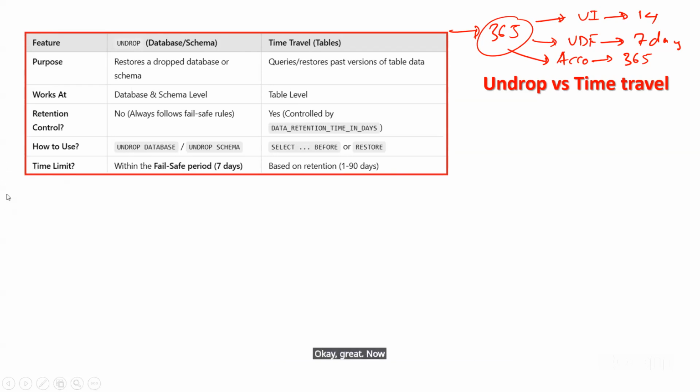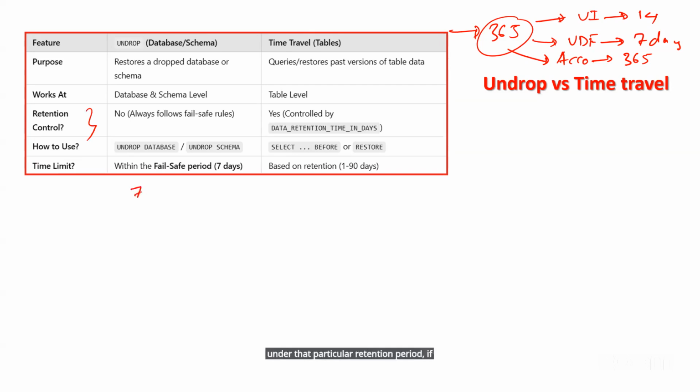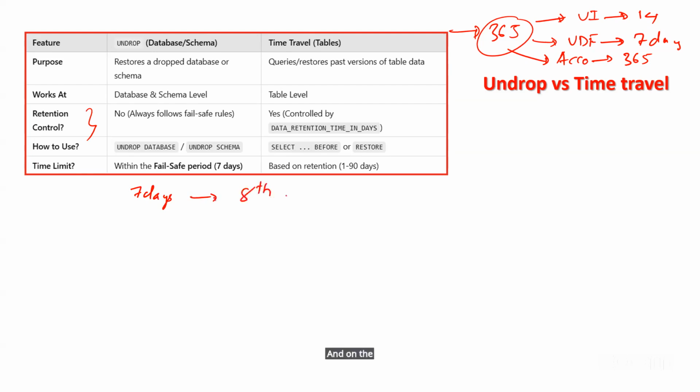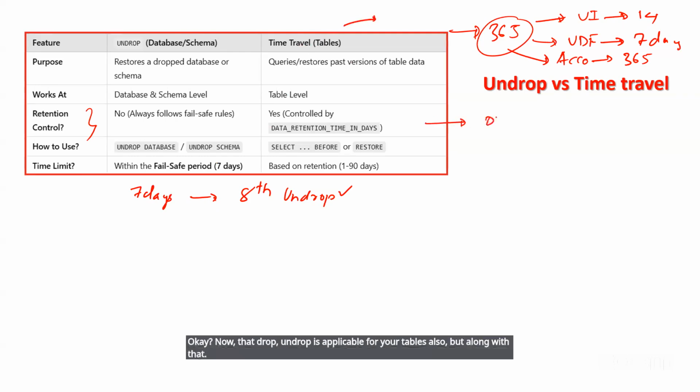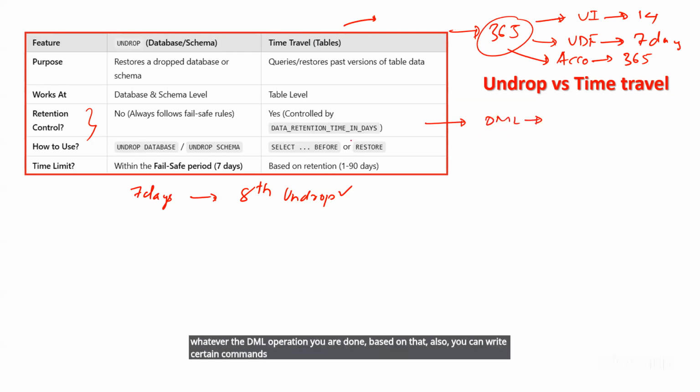Now, as I said, drop and undrop will restore your database or schema under that particular retention period. If you have defined 7 days and on the 8th day you come and do undrop, can you do it? No, it's not possible. Now, drop and undrop is applicable for your tables also. But along with that, based on whatever DML operation you have done, you can also write certain commands and do the time travel.